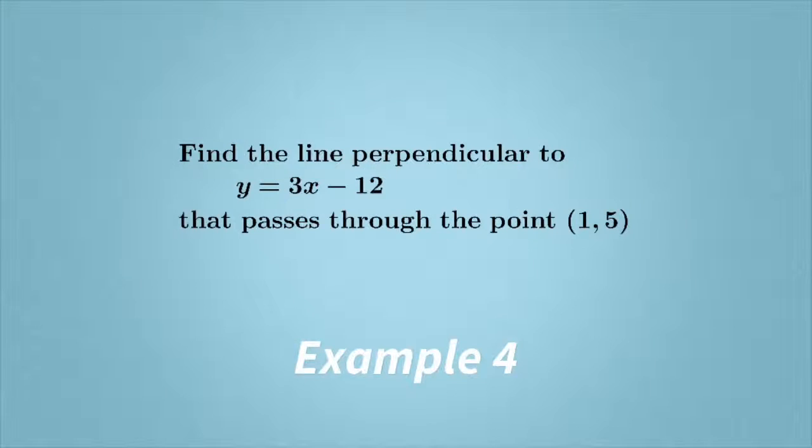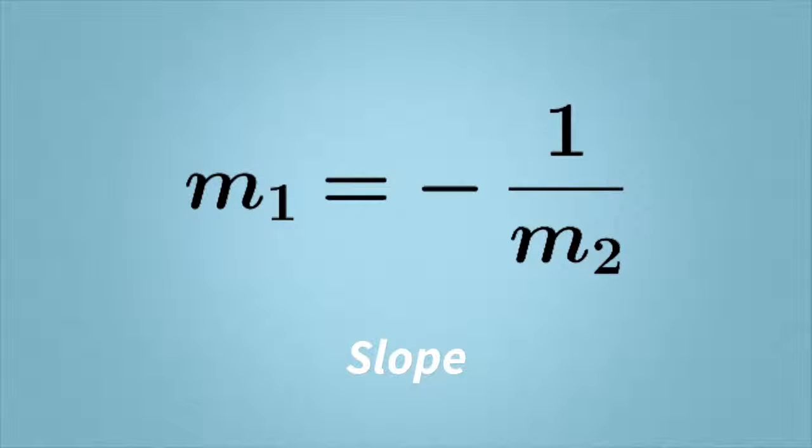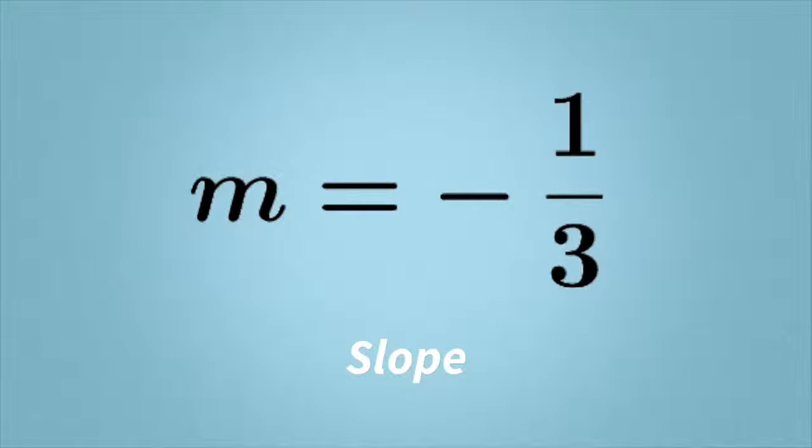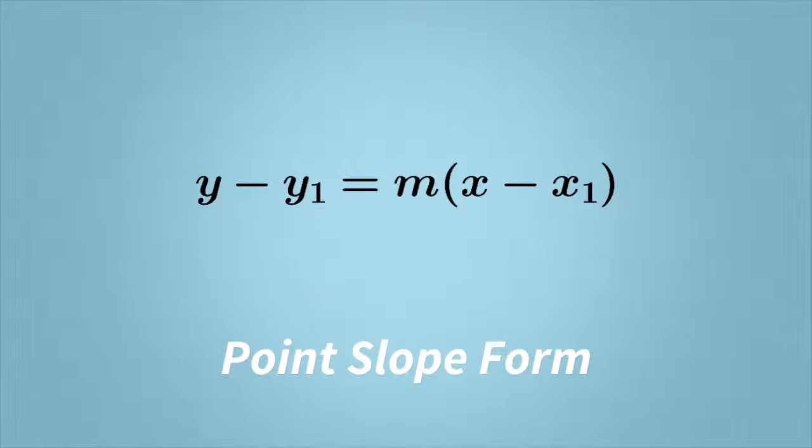Suppose we just change one word of that previous example, parallel to perpendicular. In this case, we will determine the slope using the opposite reciprocal, which tells us that the slope will be -1/3. We then, once again, use the point-slope form of the equation of the line.